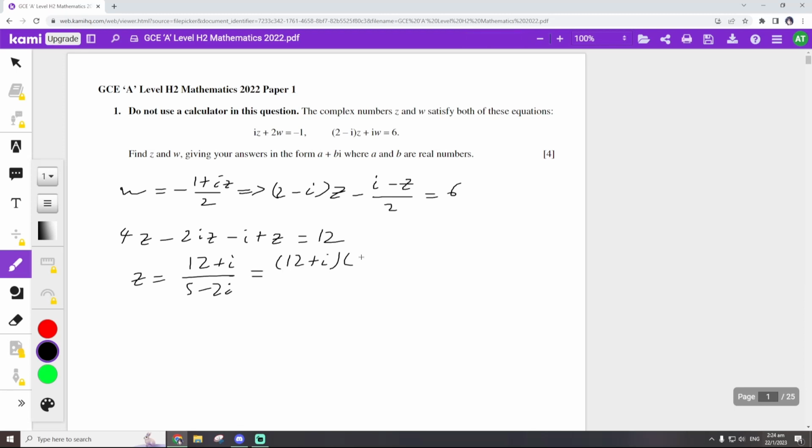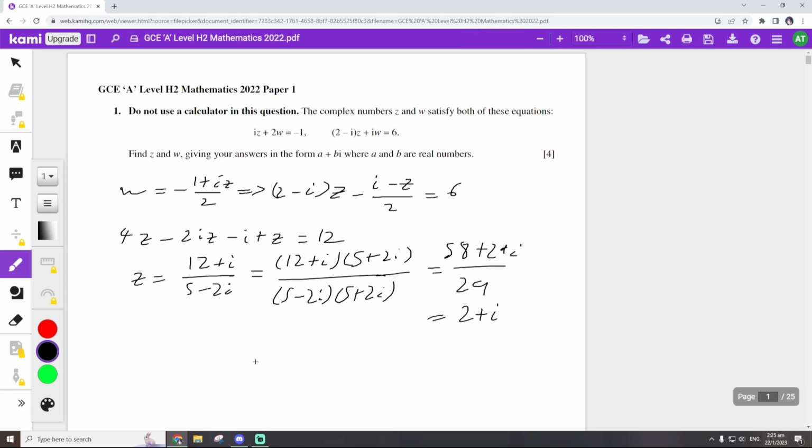We'll multiply by the conjugate. Okay, the numerator will be 29. Okay. 60 minus 2 is 58. Okay, and then the imaginary part is 24 plus 5 is 29. And this is just 2 plus i.